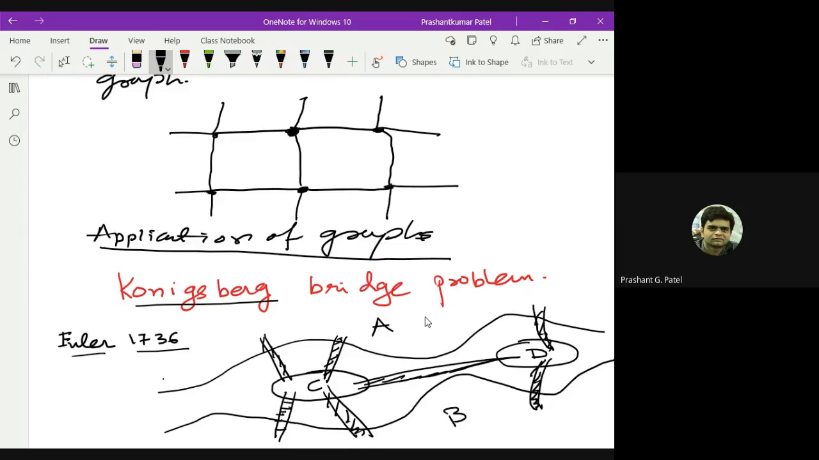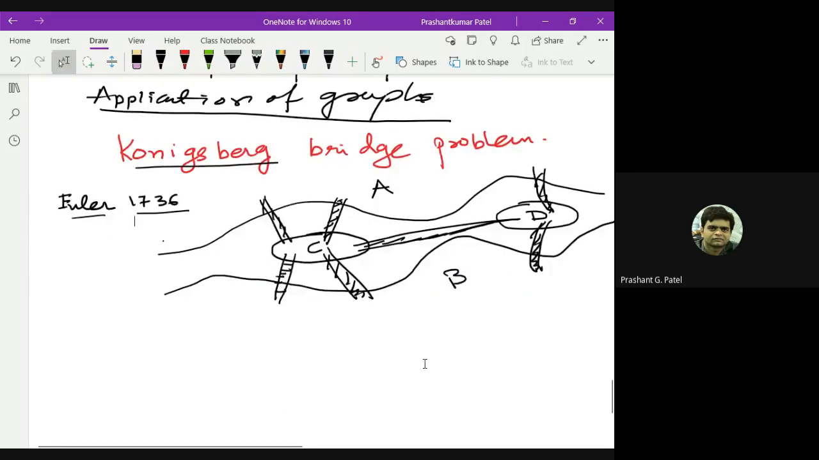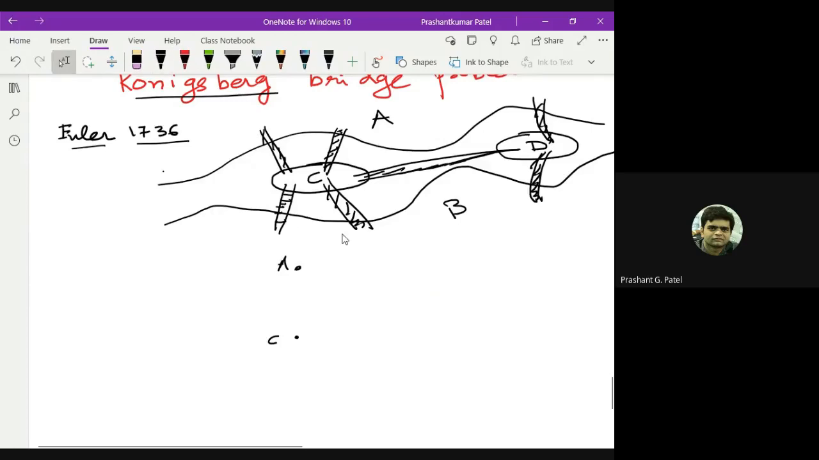And this problem can be expressed or visualized in graph theory with the help of vertices and edges in the following manner. If I plot here, this is my A, that is this island or this bank of the river, and I can denote it as vertex A. Then another is vertex C, which is this island, and this bank of the river on the side of B we have denoted as B, and on the other side there is D.